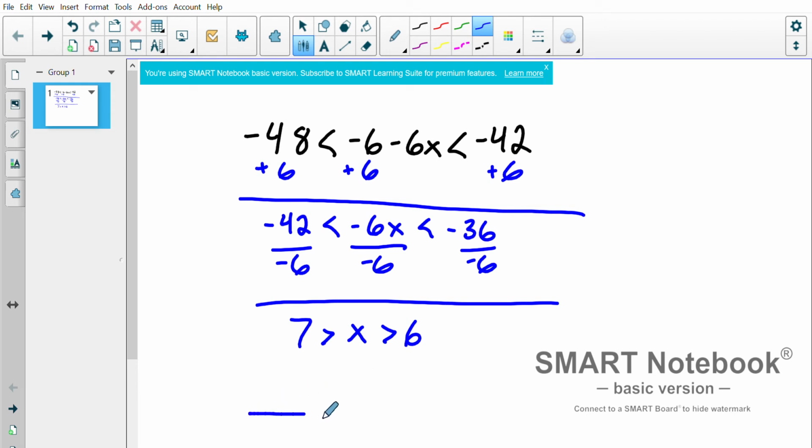Now we can draw out our number line. 6, 7, no equal to's, so we're going to have open dots. The side facing x from 7, x is less than 7, is going to go to the left. x is greater than 6, that one's going to go to the right, so they would meet in the middle here.